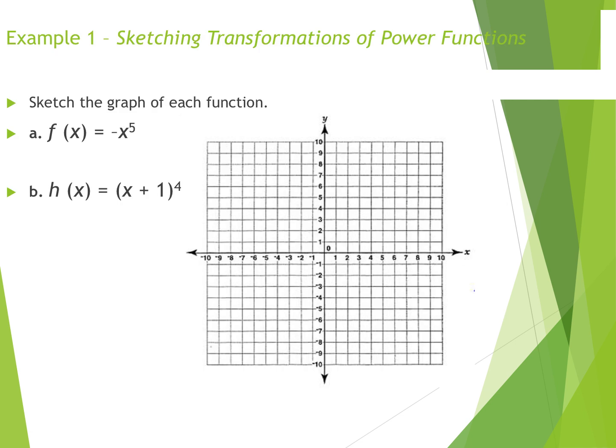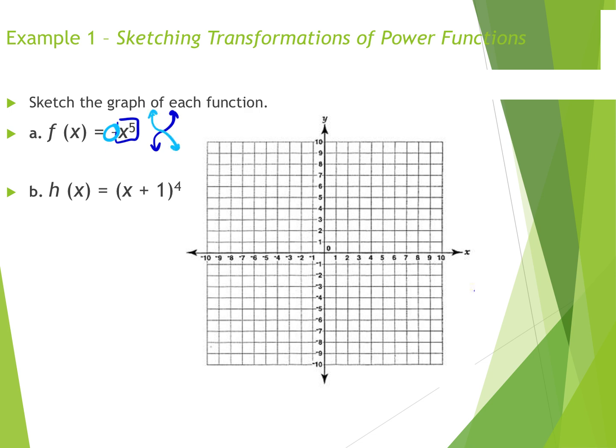In example 1, I'm not really going to focus on these as much. We're going to talk about more specific graphing strategies on the next few slides. But just to get an idea of what the graphs look like, if we had x to the fifth power, that's going to be the same shape as our x cubed graph. It'll just be a little bit flatter by the origin. What does a negative out front do to our graph? It's a reflection across the x-axis, so now our graph is going to look like this.